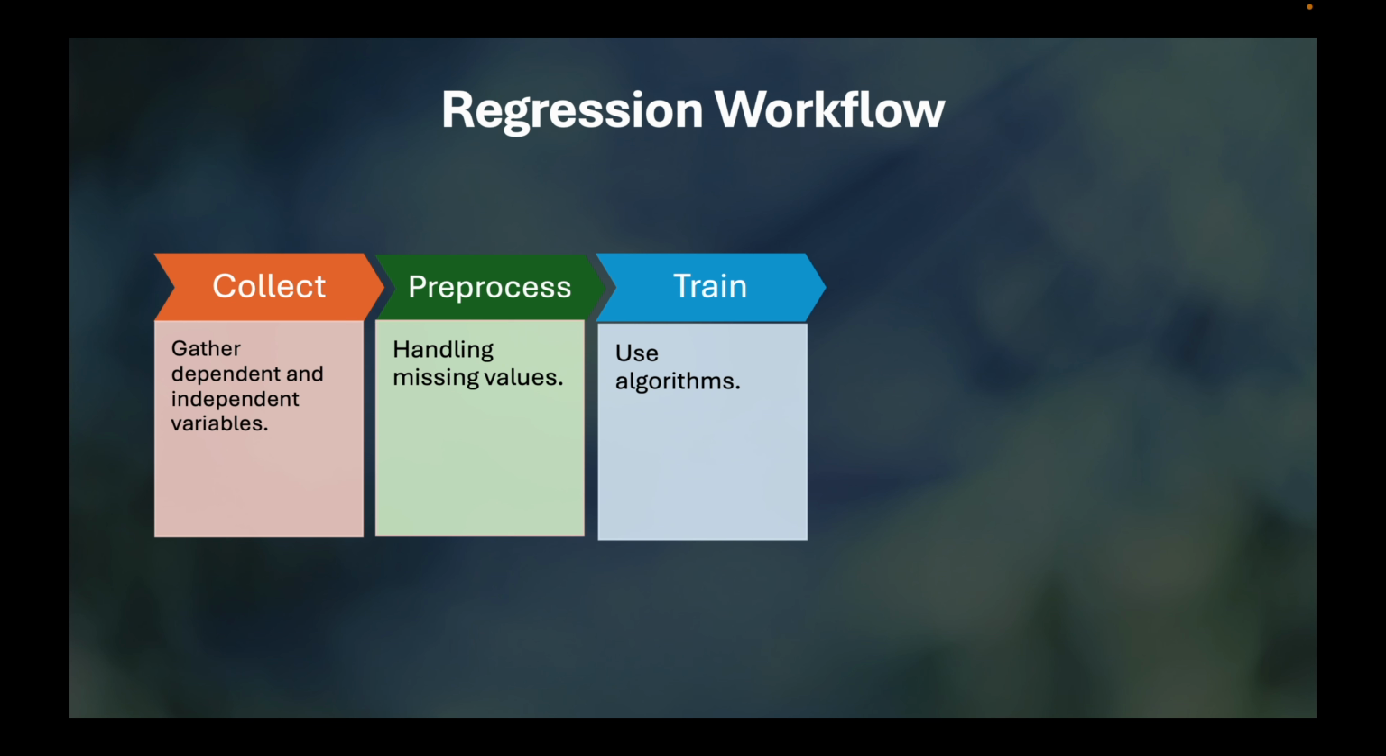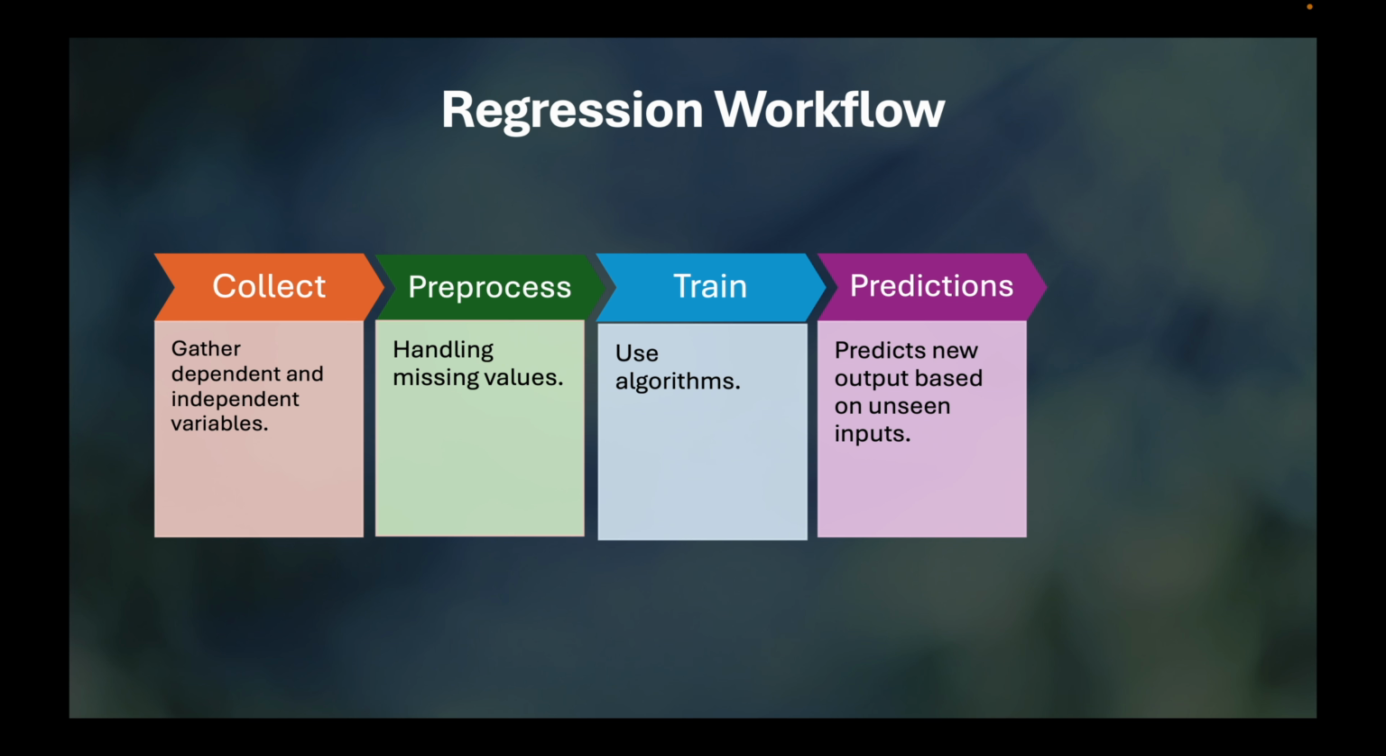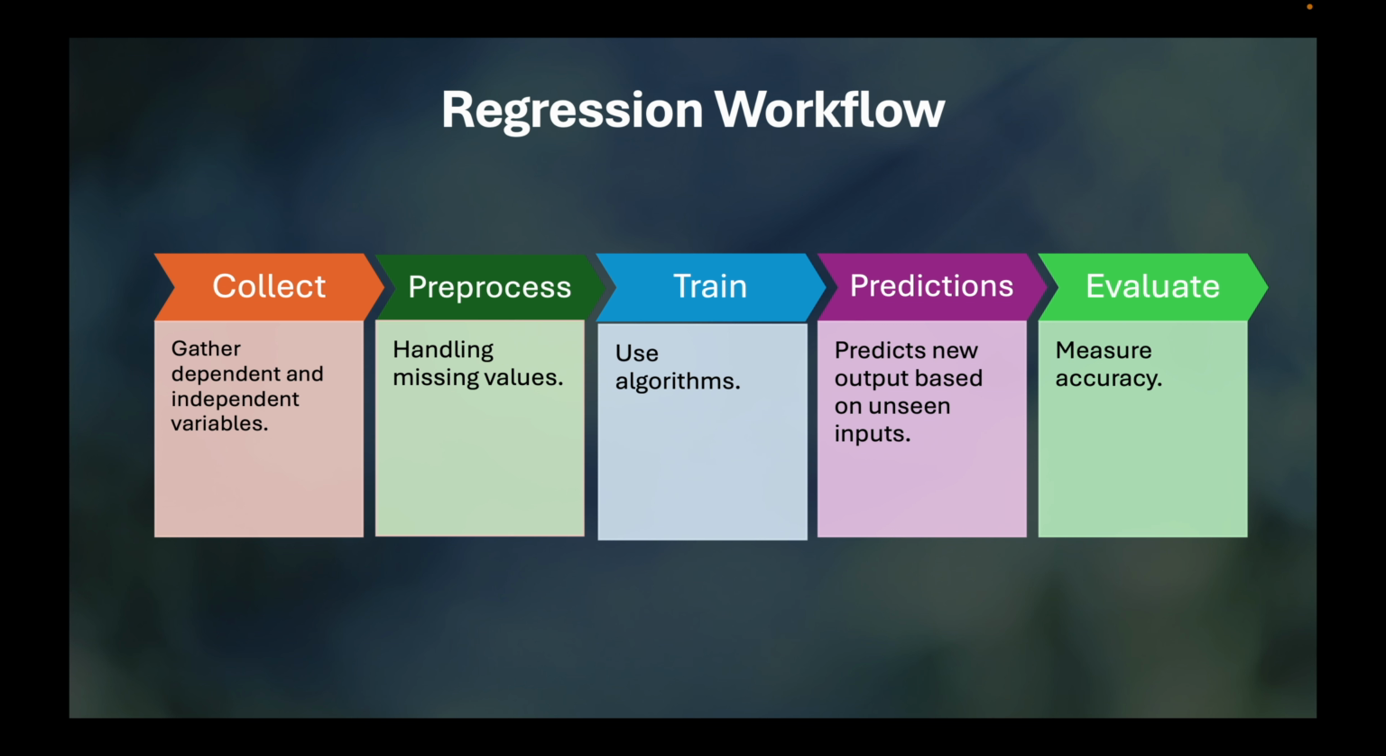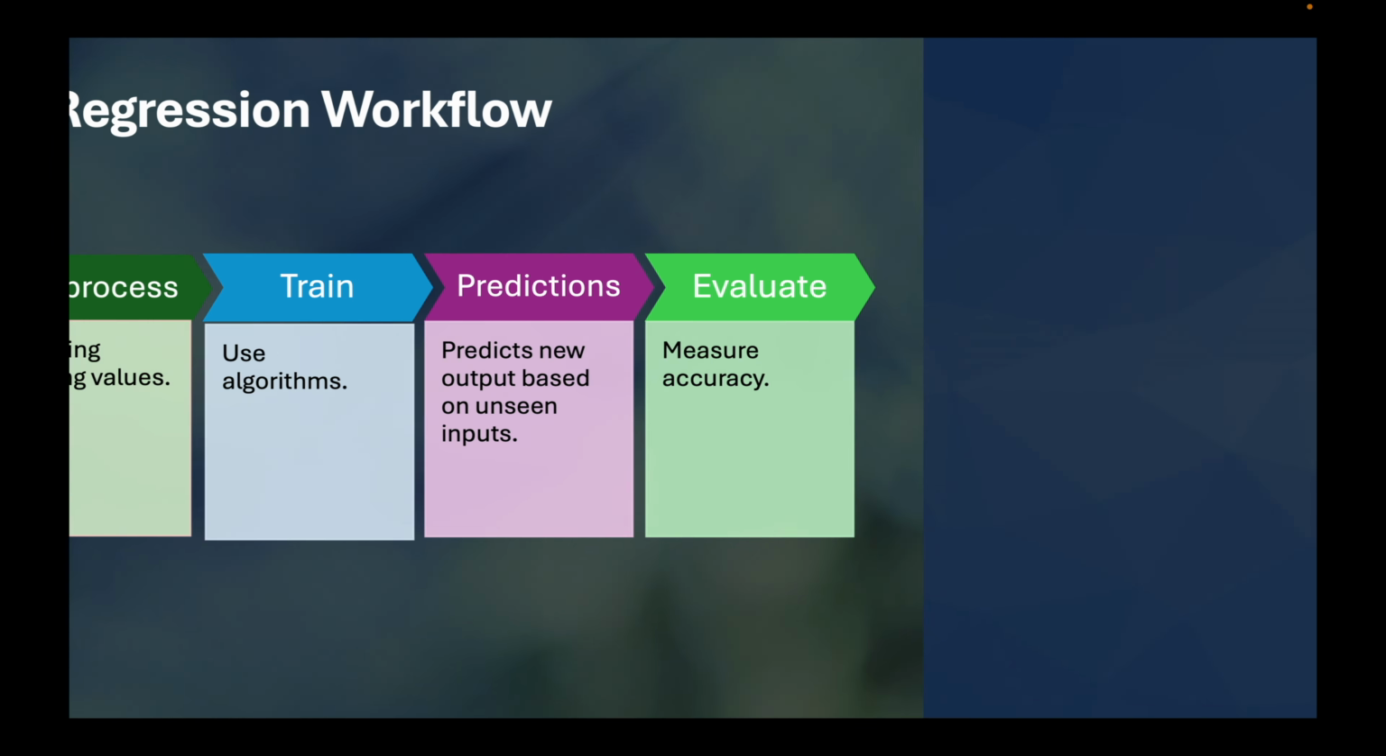We use an algorithm like linear regression to learn patterns in the training data. The fourth is make predictions. The model predicts new outputs based on unseen inputs. The last is evaluate the model. We evaluate the model to measure how accurate the predictions are. So this is the workflow of regression.